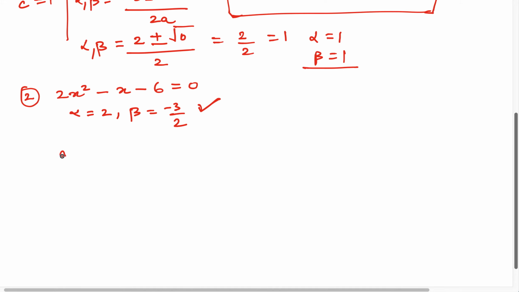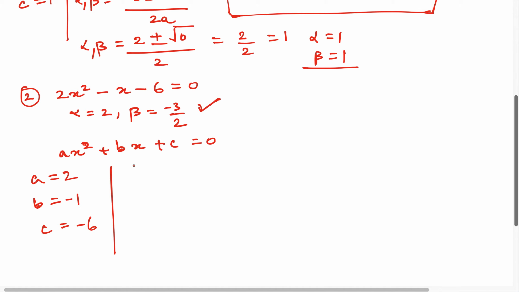First, let us compare with the standard form. Standard form is ax square plus bx plus c equal to 0. So the value of a is equal to 2, b is equal to minus 1, and c is equal to minus 6. Okay, let us first get the value of d.